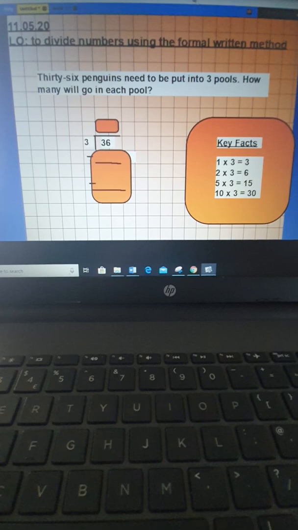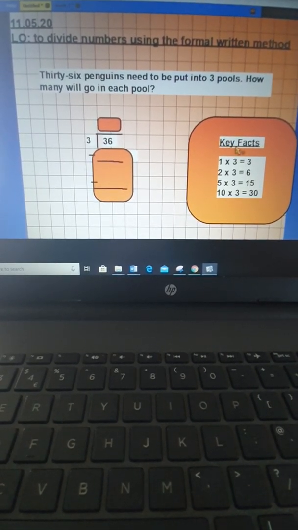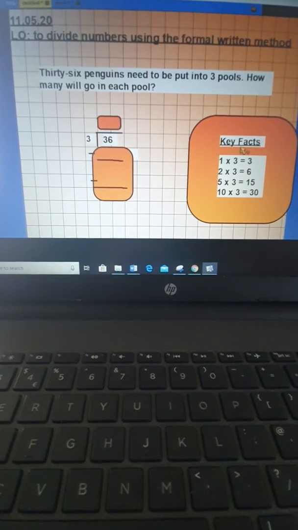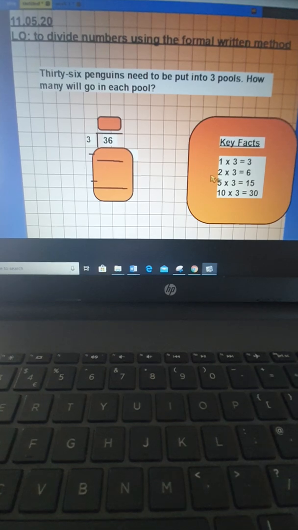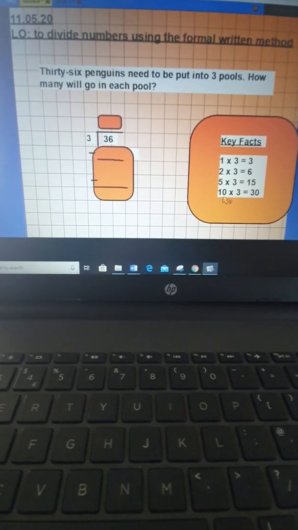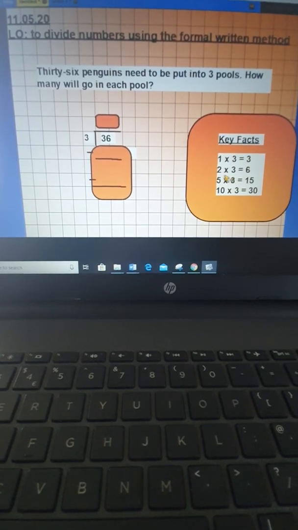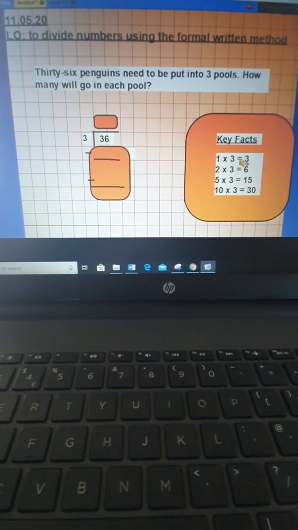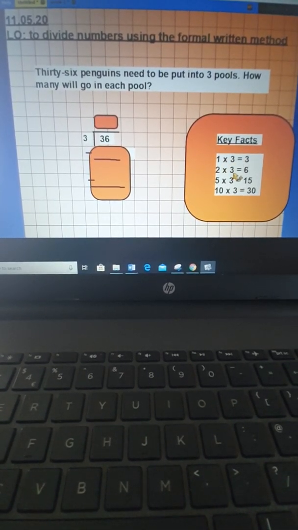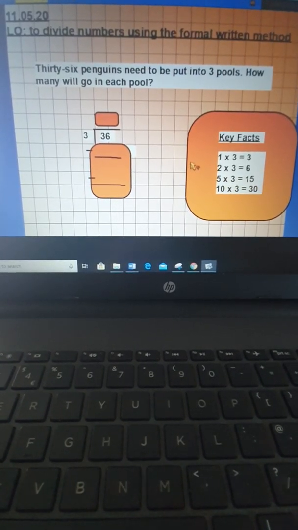So our first step, because we're dividing by 3, we write the key facts for our 3 times table. The key facts we're going to write for this number is 1 times, 2 times, 5 times and 10 times, okay? Because what we then do is we use this to take chunks away from our whole number that we're dividing by, okay? So here are our key facts: 1 times 3, 2 times 3, 5 times 3 and 10 times 3, okay?